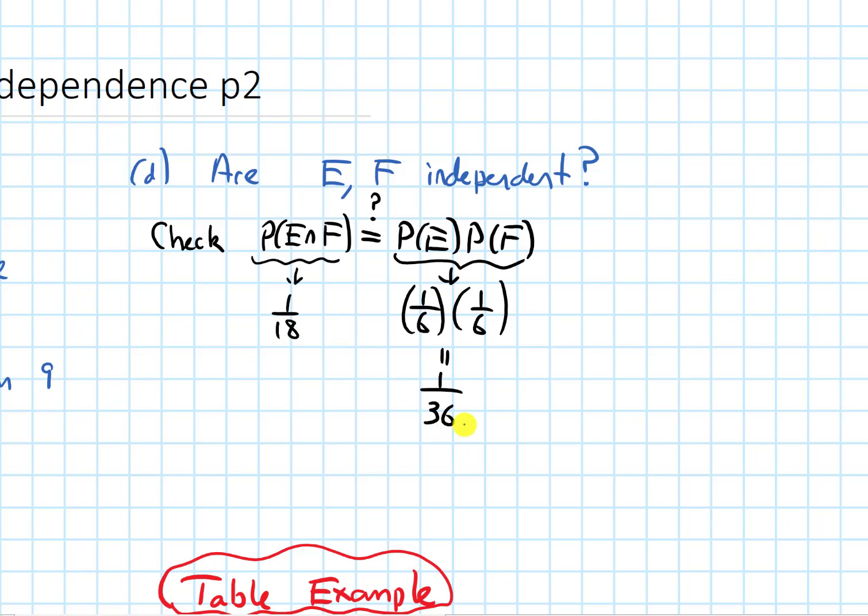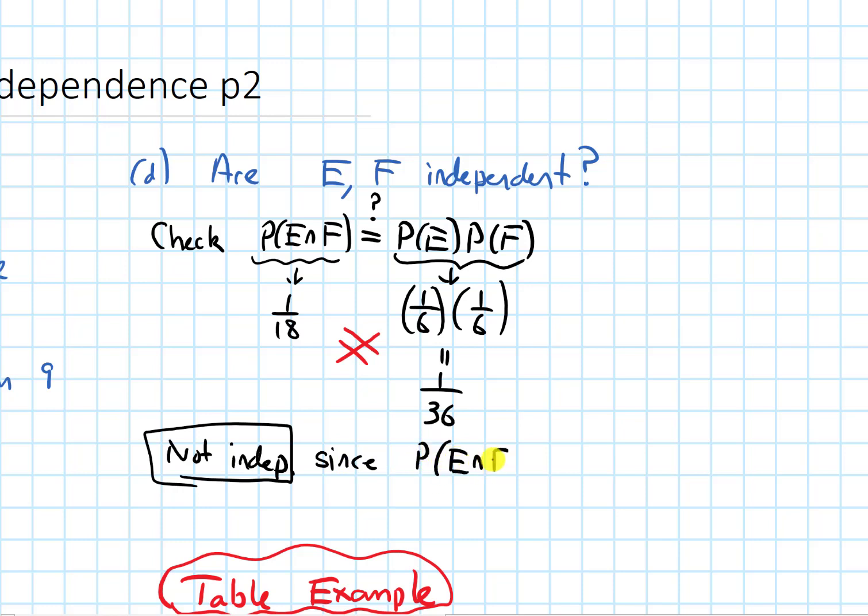So clearly those two things are not the same. 1 over 18 is not equal to 1 over 36. So these two events are not independent. They are not independent since the probability of E intersecting F does not equal the probability of E times the probability of F.